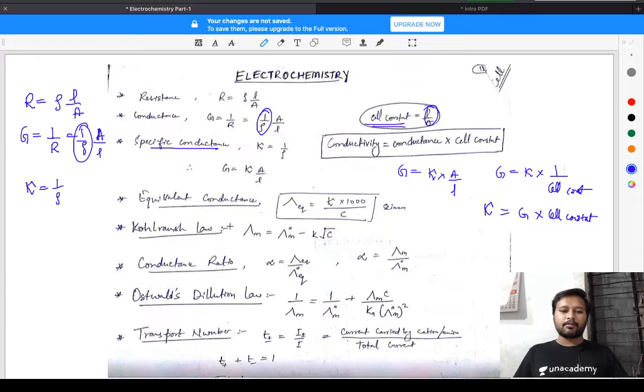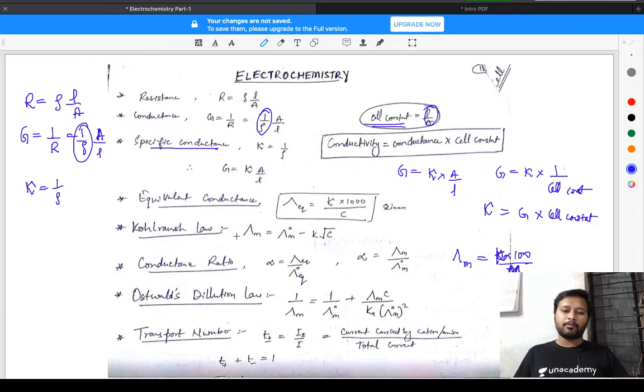The next one is Kohlrausch law. Kohlrausch law is used to tell you about the molar conductivity. You have one more term called molar conductivity, given by capital lambda m. So lambda m is equal to kappa into 1000 upon M, where M is the molarity, the concentration in molarity. Kappa is the conductivity. That's how the formula goes.